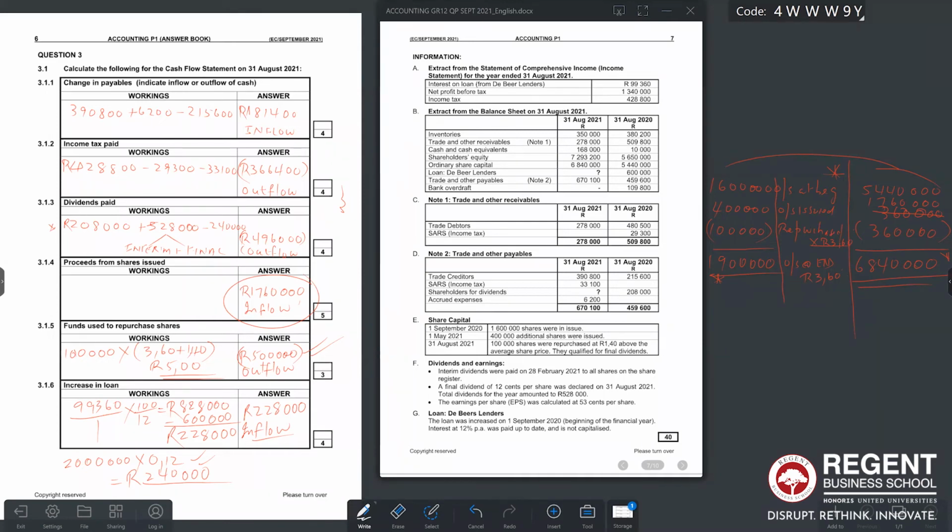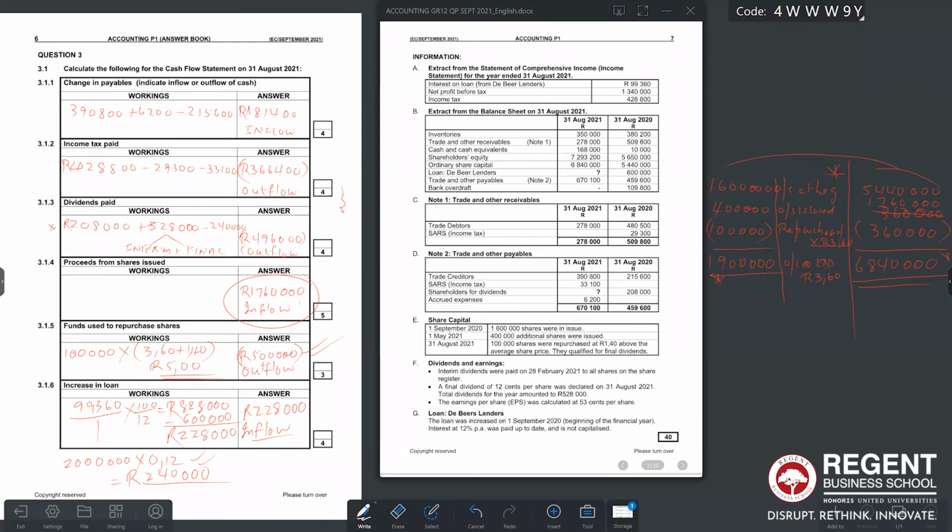Right, then the next question, net change in cash and cash equivalent. I'll come back to those questions. Some of you are going back. 99,360 is the interest on the loan.